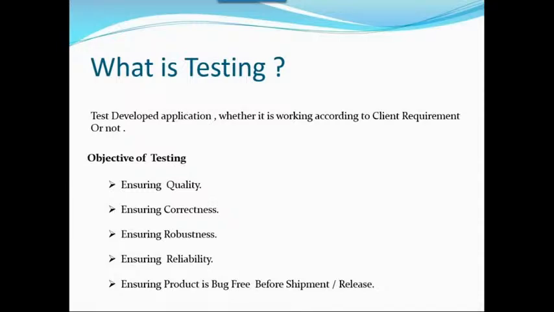Ensuring the correctness and robustness, and ensuring the reliability. What is the meaning of correctness and robustness? Correctness means critical functionality also we need to check. Robustness means we need to check whether it is working as per the given requirements in all areas or not. And reliability is one of the most important ones. Reliability means we need to check whether this application is user friendly or not. This is the objective of testing.